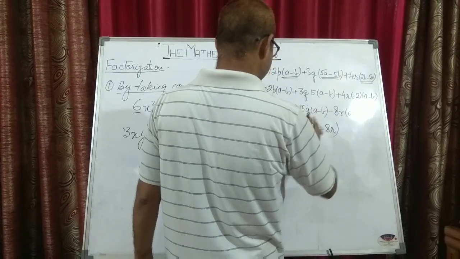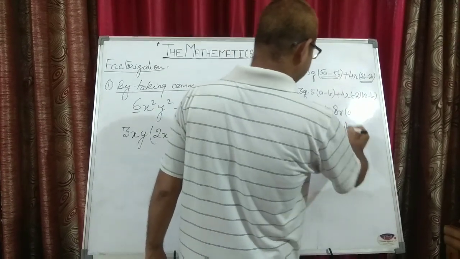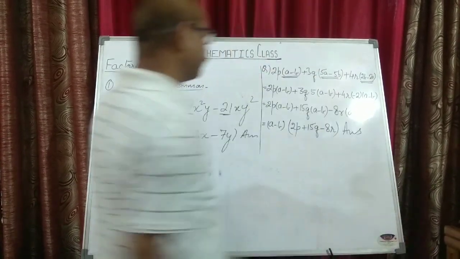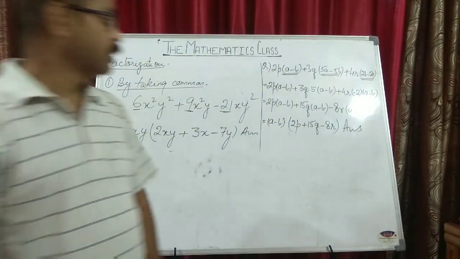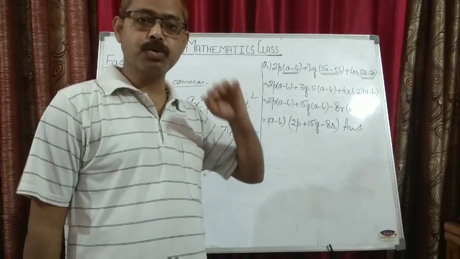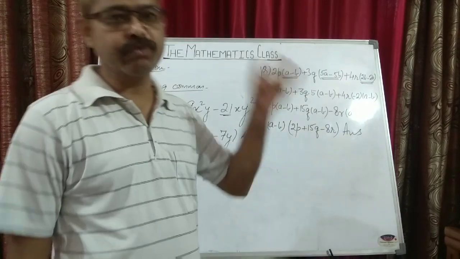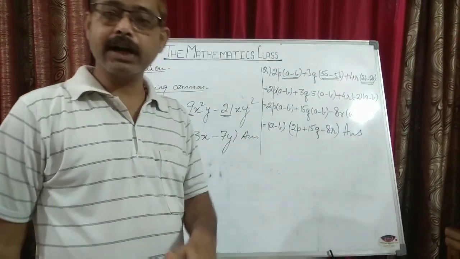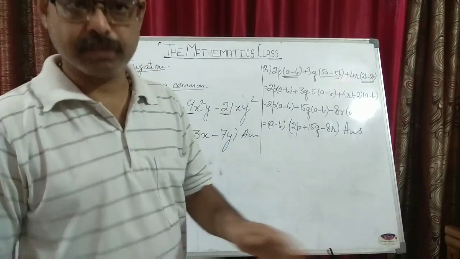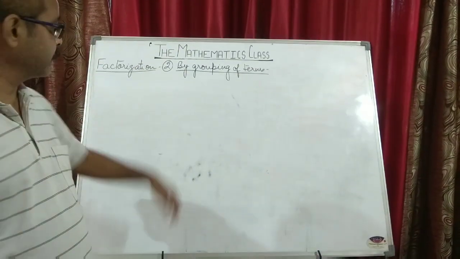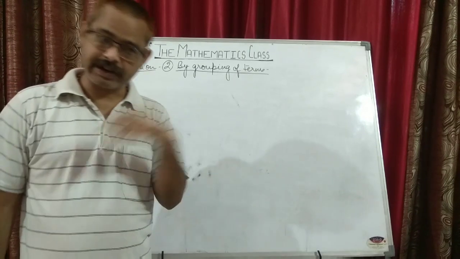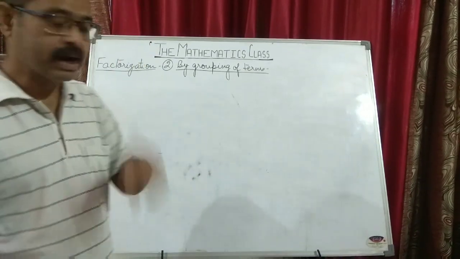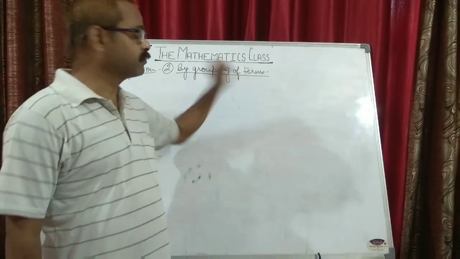So no need to put this curly bracket. This is the final value. I hope it is understood how to factorize the given expression by taking out something common. The second kind of factorization is by grouping of terms.